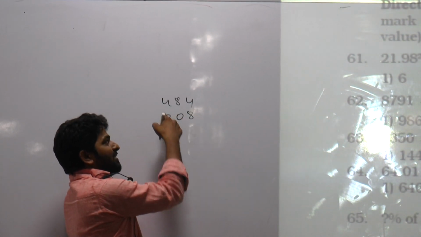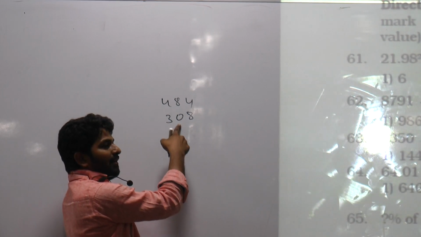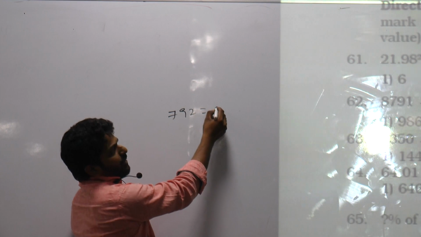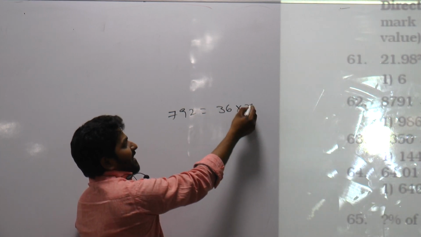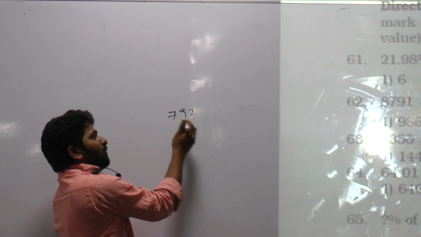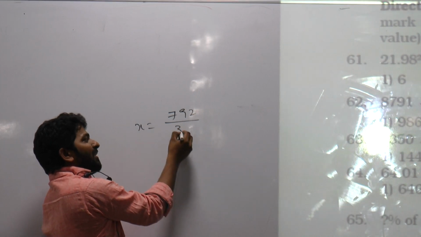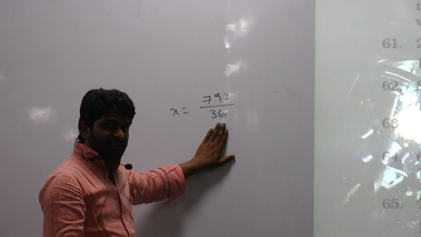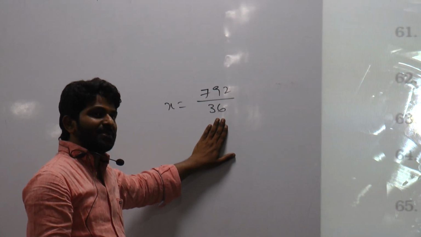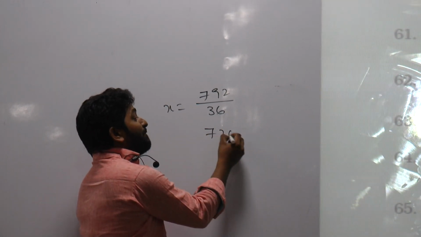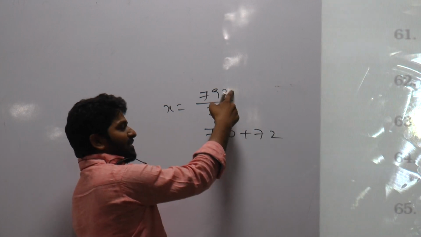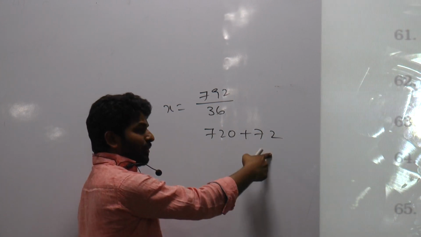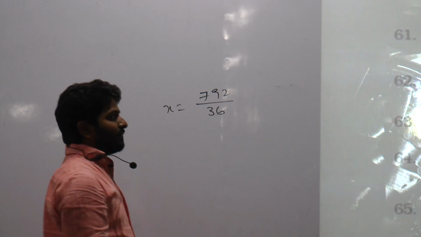Let me subtract 16. 8, 7, 9, 2. 792 is equal to 36x. x is equal to this much divided by 36. 36 10 times is 360. 36 20 times is 720, plus 72 is equal to 792, correct? This is 20 times and this is 2 times. Answer: 22.